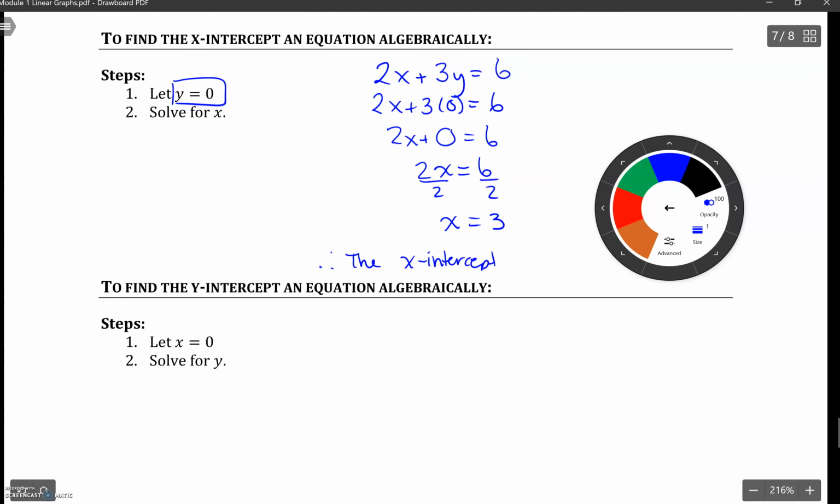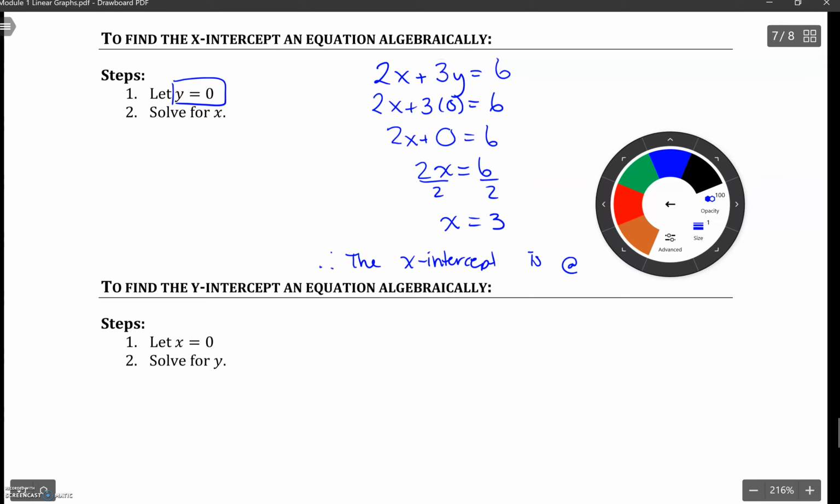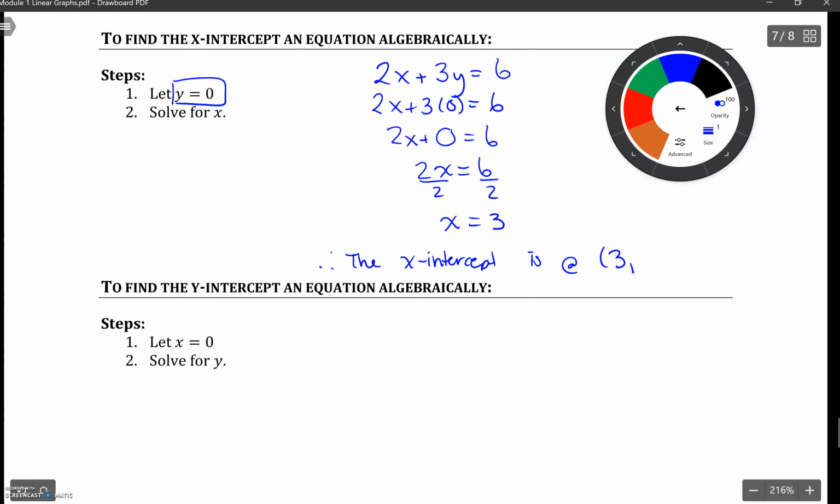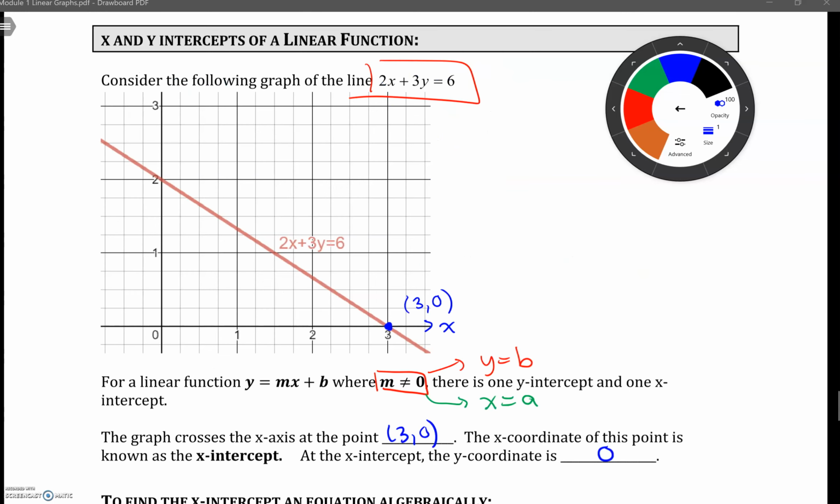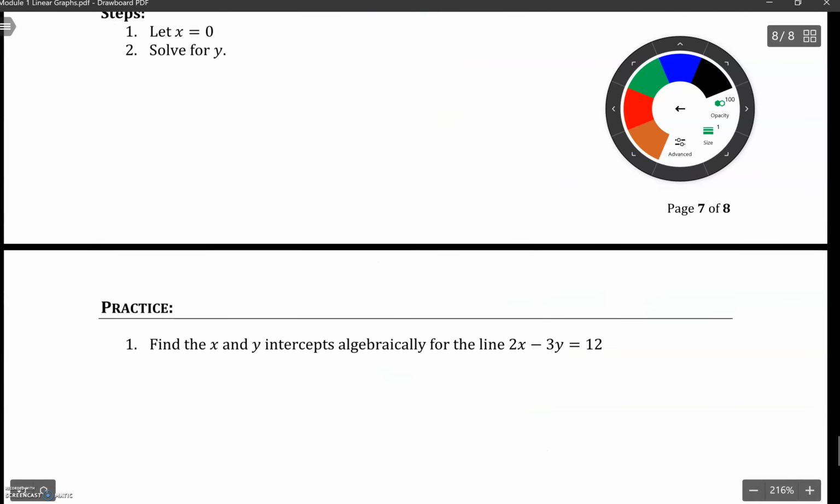Therefore, the x-intercept is at the point (3, 0). Going back to our original graph, we could also talk about the y-intercept. The y-intercept for this particular line is at the point (0, 2). We might be interested in finding that algebraically as well.